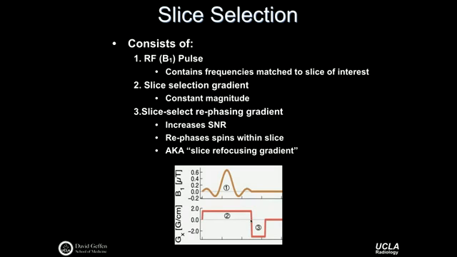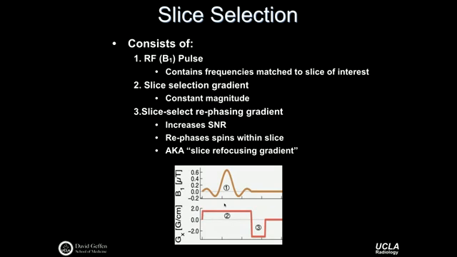If you have a distribution of phases coming from some region of interest, does that give you more signal or less signal? Less signal, right? But we know how these spins are dephased. We know they're dephased as a consequence of this slice-like gradient that's turned on here.